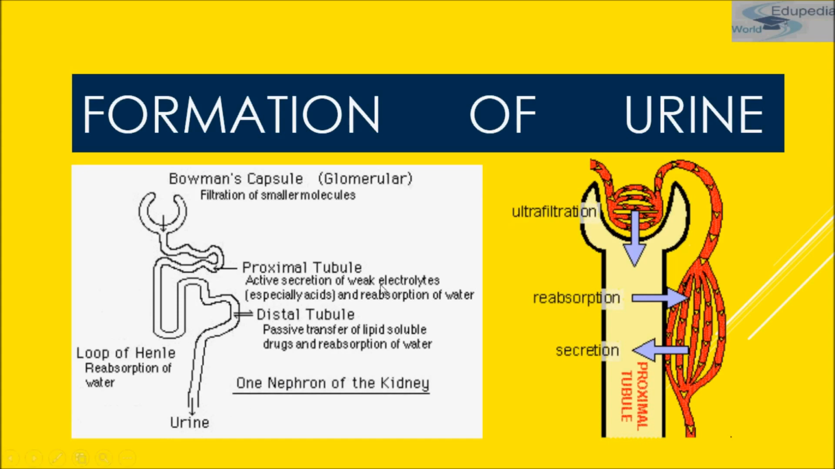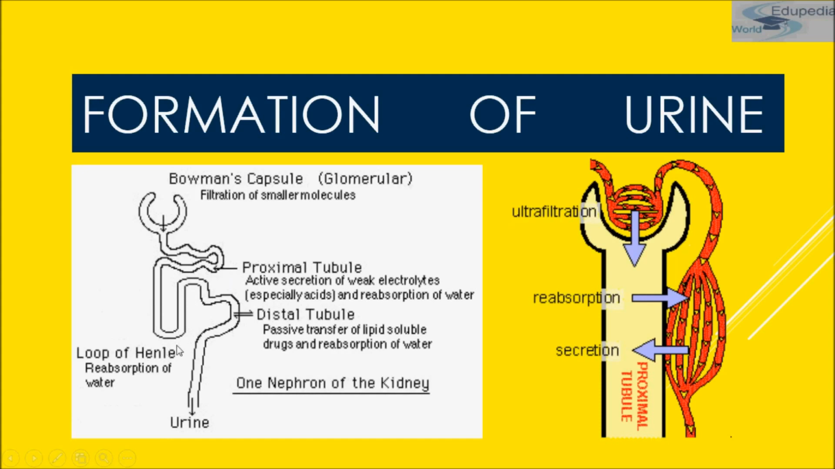Let's see this diagram. This is Bowman's capsule, which together with the glomerular capillaries makes up the Malpighian body. These red ones are glomerular capillaries. This helps in the filtration of smaller molecules. And then comes the proximal tubule. As I have just told you, secretion takes place in the proximal tubule. The active secretion of weak electrolytes and reabsorption of water takes place in the proximal tubule.